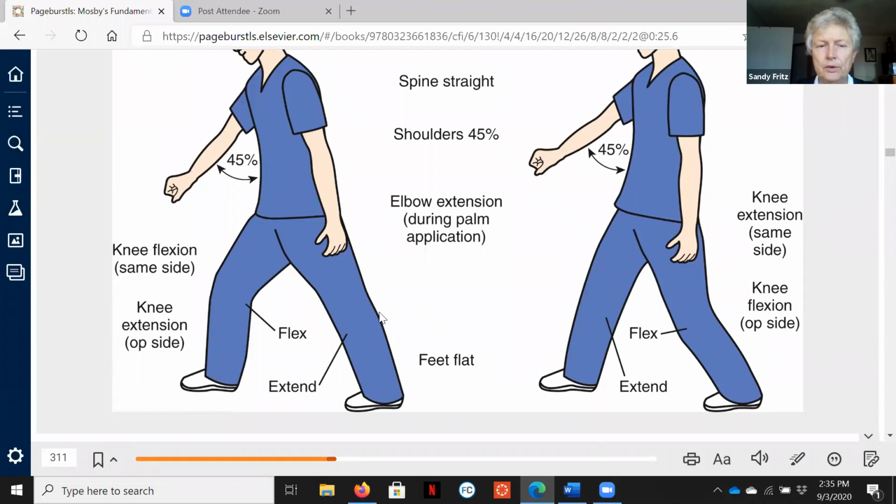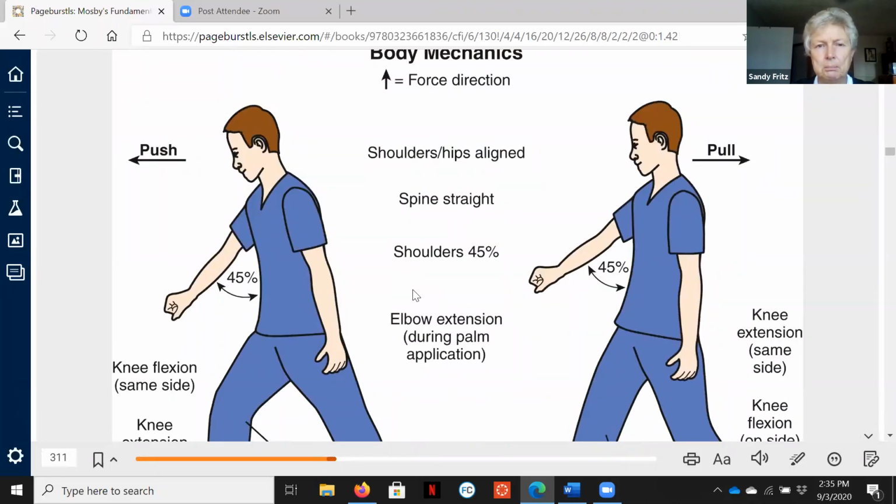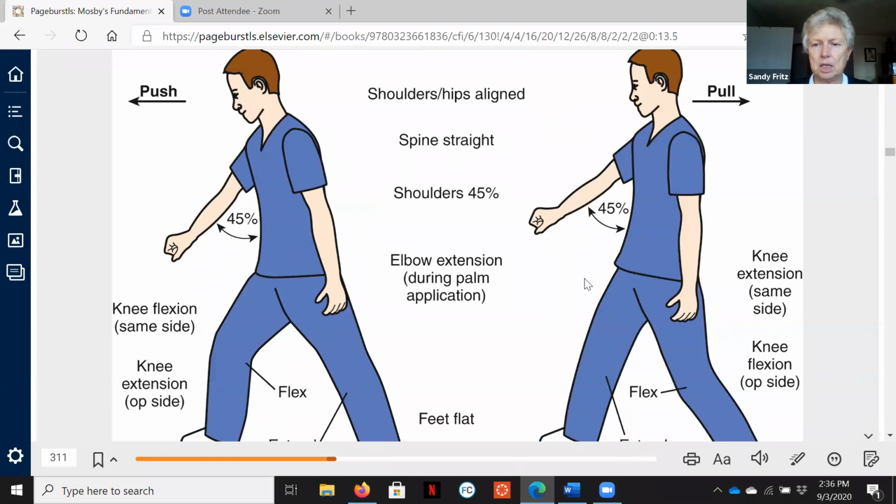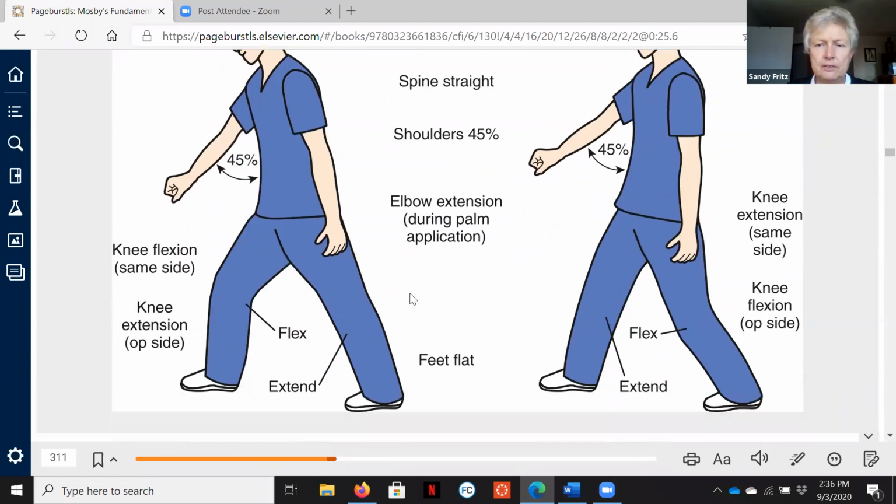So here's another overarching positioning. Remember, massage is application of a mechanical force, and a mechanical force is a push or a pull. So this is kind of how we look when we are transferring weight forward to push. And this is how we look when we are transferring weight backwards to pull. And the big difference here is which knee is bent and which leg is straight. They just switch.